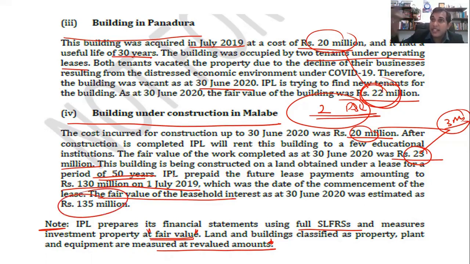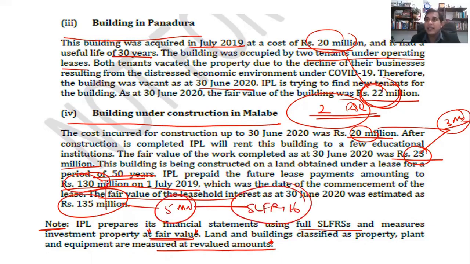Now the present value of lease payments is 130. There is a difference of 5 million. How are we going to treat this as per SLFRS 16? Is there a specific section for this? Can you measure it now as investment property? This leased land could also be recognized as investment property. How are we going to measure it as per SLFRS 16?